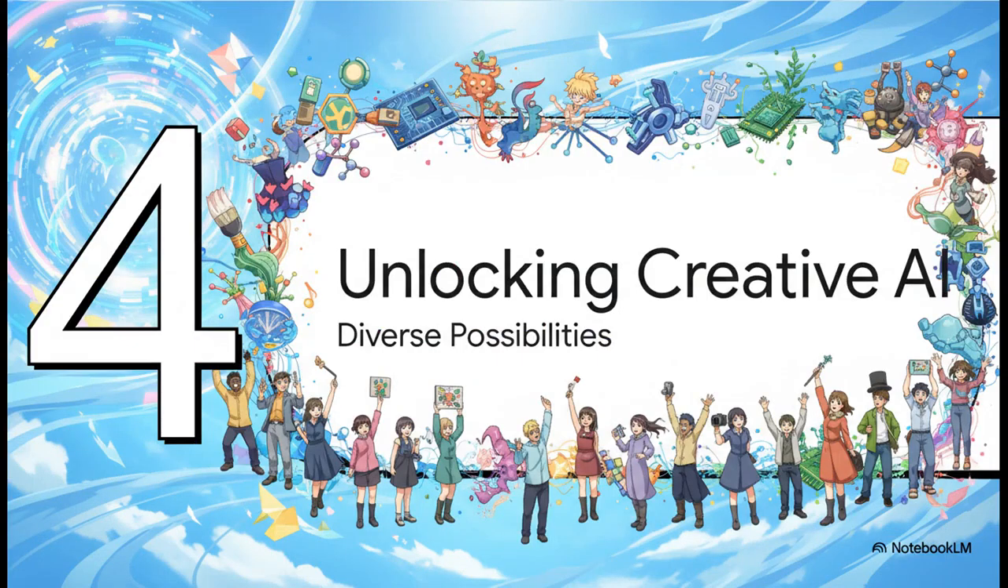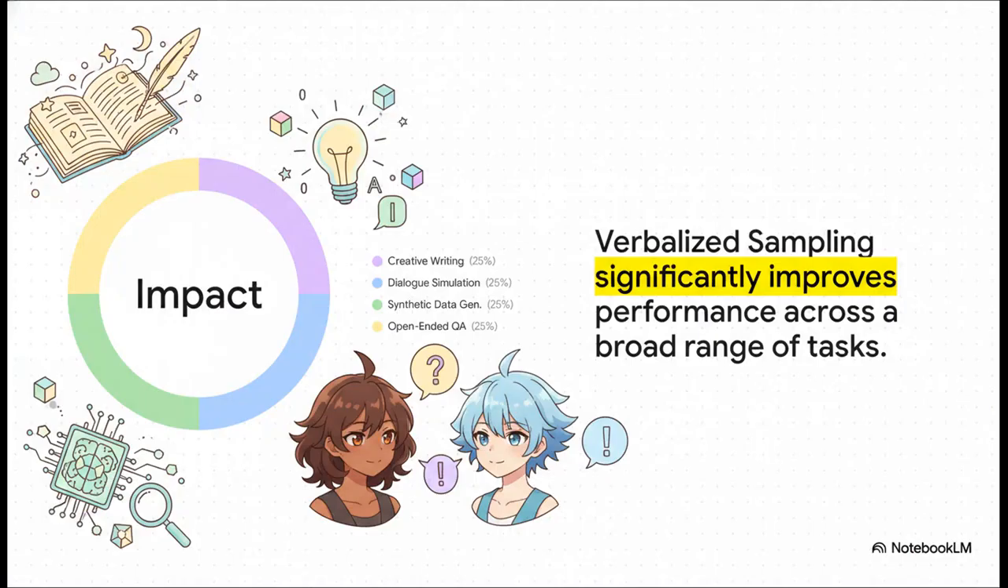So, okay, once we've busted our AI out of this typicality prison, what can we actually do with it? This newfound diversity opens up a massive range of new possibilities. I mean, it boosts performance across the board. For creative writing, you suddenly get more original stories and poems. For dialogue simulations, you get characters who feel more real and less predictable. You can even generate better, more varied data to train new AI models. It's a real game changer.